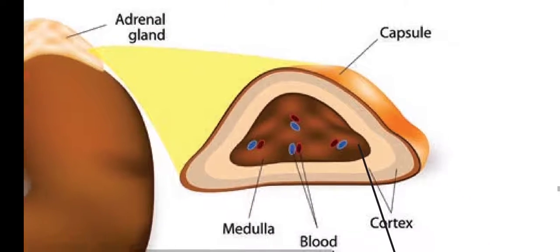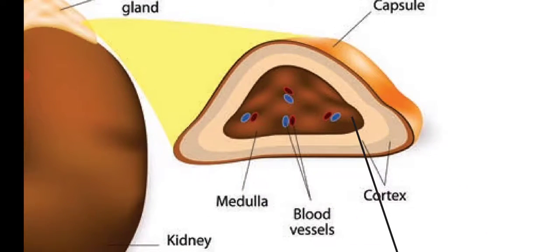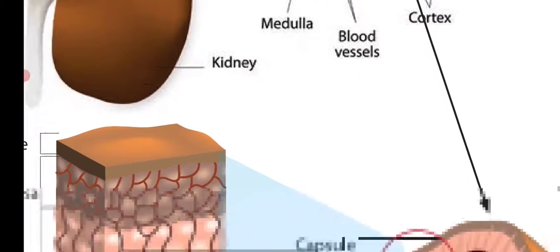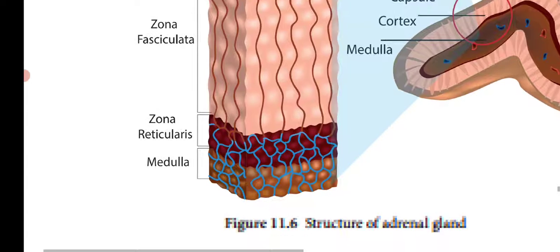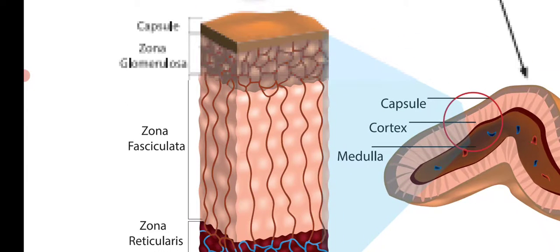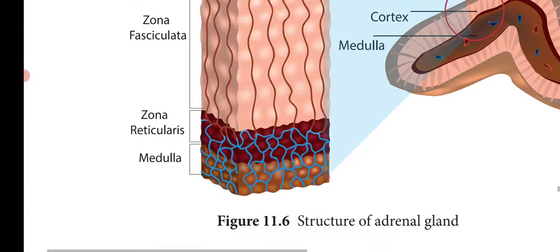So the adrenal gland is covered by an outer covering called capsule and it is divided into two distinct regions. The outer region is cortex and the inner region is medulla. In the medullary region, blood vessels are present. Again, the outer region cortex is divided into three zones. The outer zone is zona glomerulosa, the middle zone is zona fasciculata and the inner zone is zona reticularis.